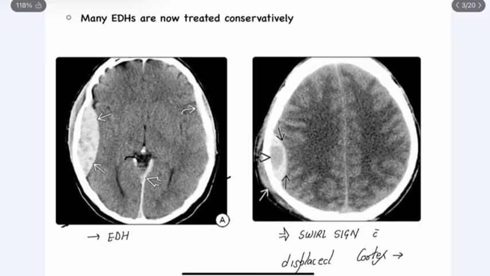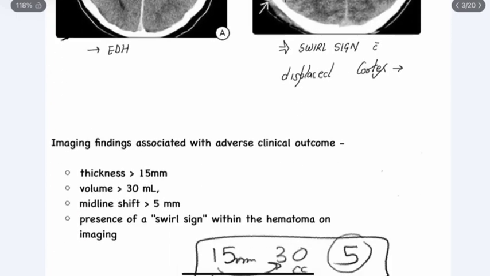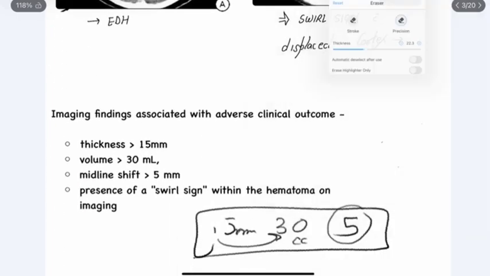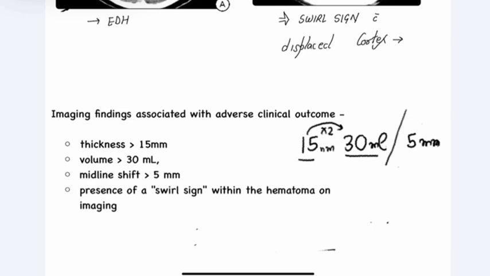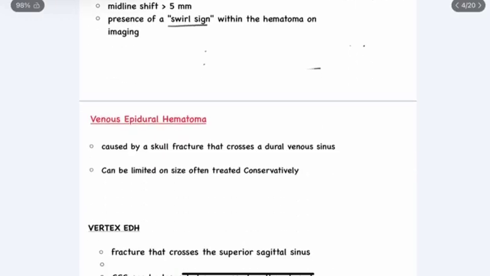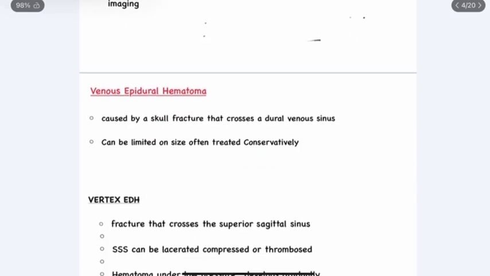and this is known as the swirl sign, and this is associated with adverse outcome. But there are also other features which might be associated with adverse outcome. If the thickness of EDH is more than 15 mm, the volume is more than 30 ml, and the midline shift is more than 5 mm, and the swirl sign, as we have discussed, all these features are associated with adverse clinical outcome and might need some surgical intervention.